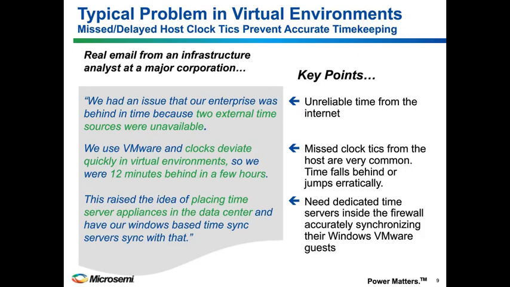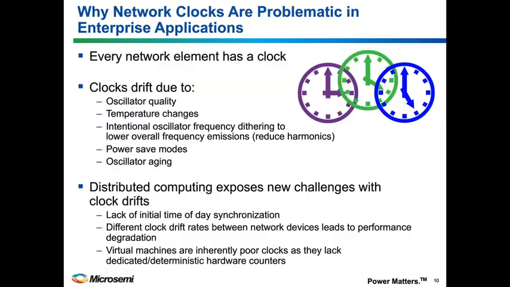So if we go to the next slide, I just wanted to talk about the two fundamental problems that we're trying to solve here. One of them is that every network element, server, you name it, has an oscillator. And the oscillator is basically used to count off the ticks that we assign a time to. But the problem is the oscillator quality varies. Some run fast, some run slow.